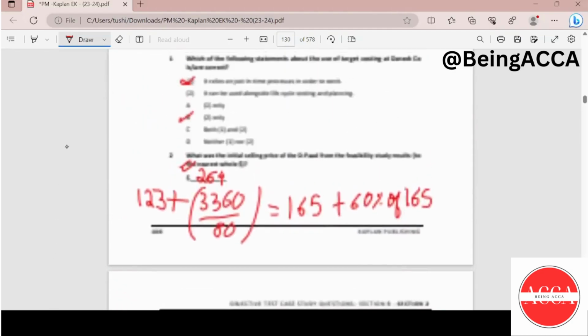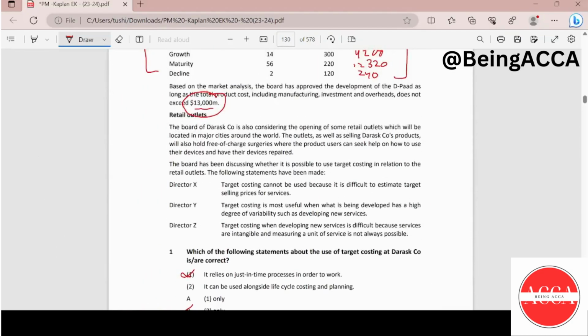Okay, let's read the other directors. Director Y said target costing is most useful when what is being developed has a high degree of variability, such as developing new services. Now, director Y is also wrong, because a high degree of variability will make it difficult to determine the target which can be achieved by the cost reduction. So, director Y is also wrong.